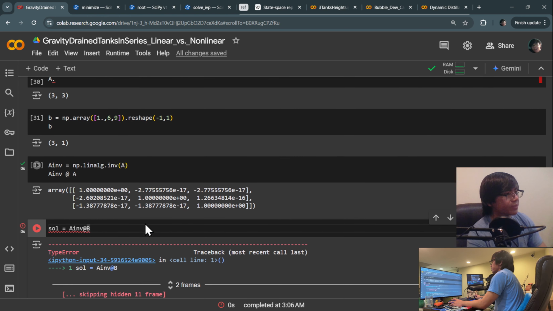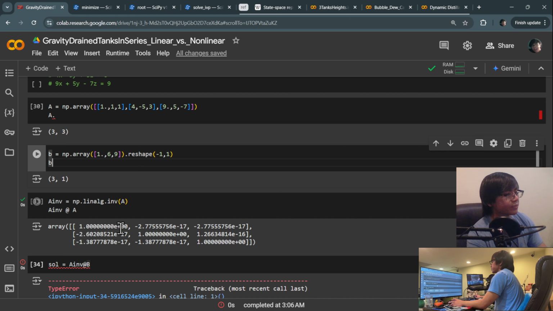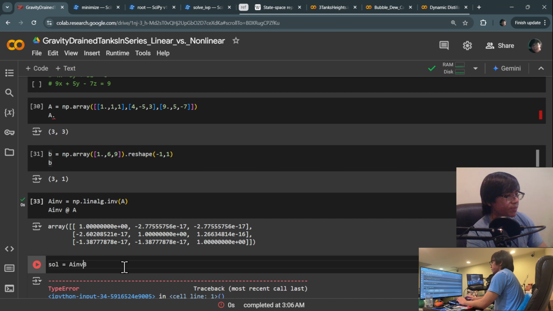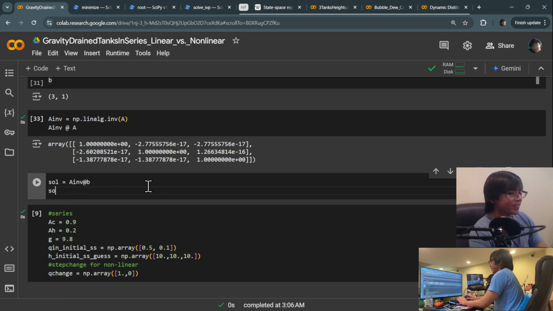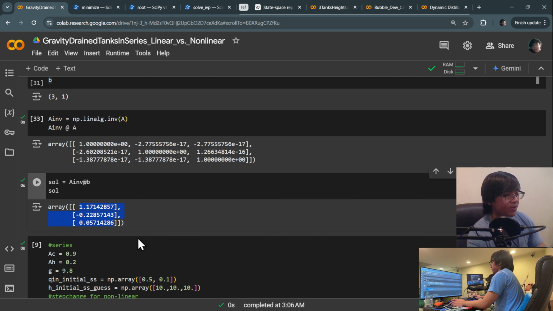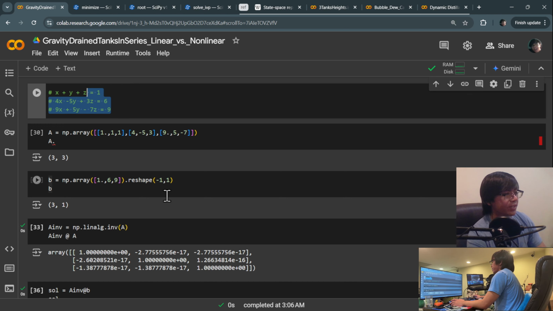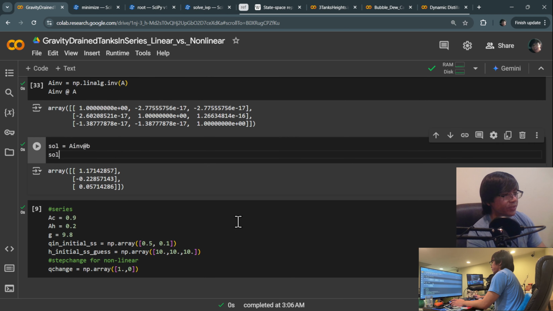Did I not do this right? Is it b times it? Oh, I'm sorry. Is it just b? There we go. That scared me. So take a look at that. These are solutions for x, y, and z for our corresponding equations.